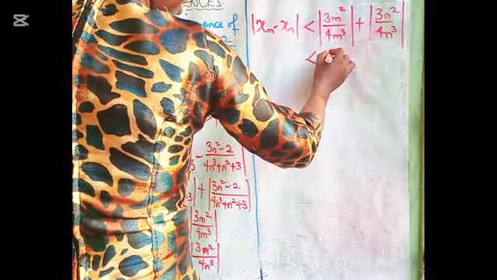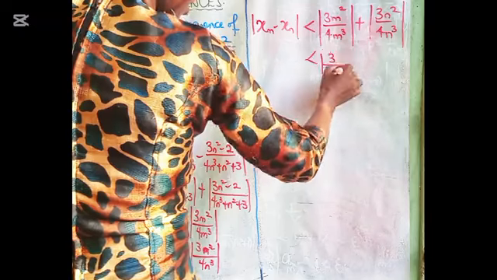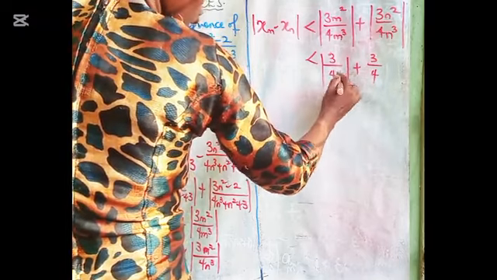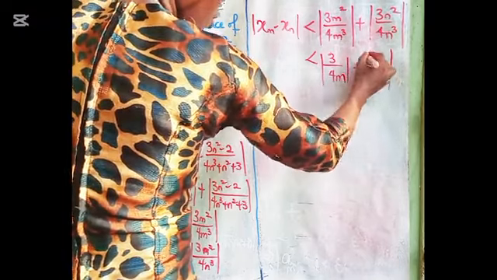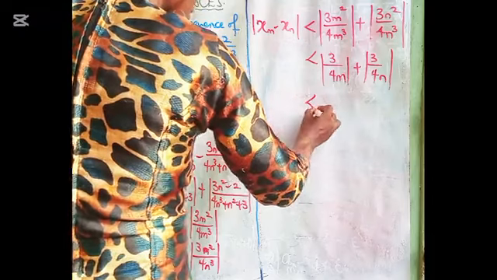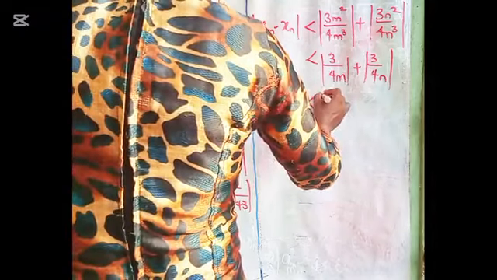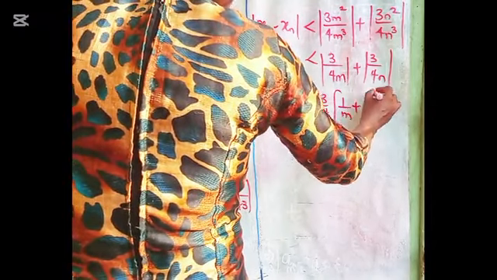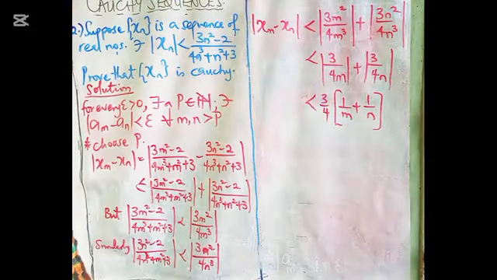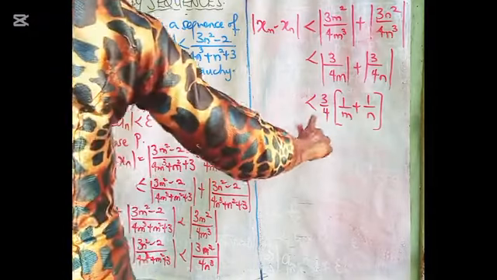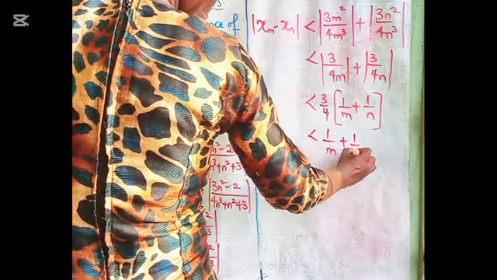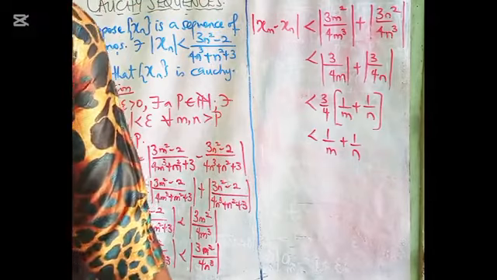And that is less than 3 over 4m plus 3 over 4n. And by the time we factor out the 3 over 4, that is less than 3 over 4 into 1 over m plus 1 over n. But we want that to be less than epsilon. Therefore, we know that this is less than 1 over m plus 1 over n.